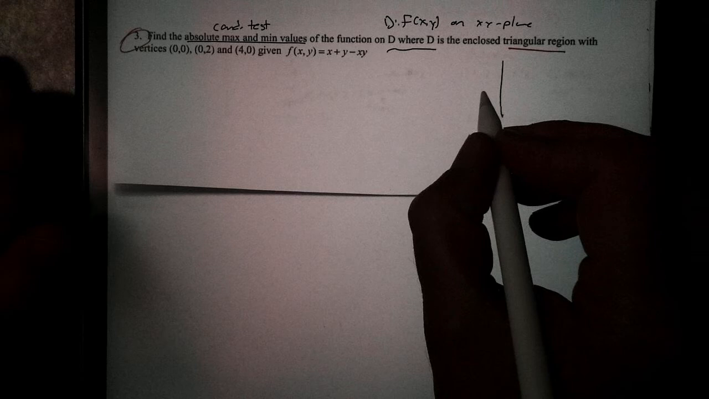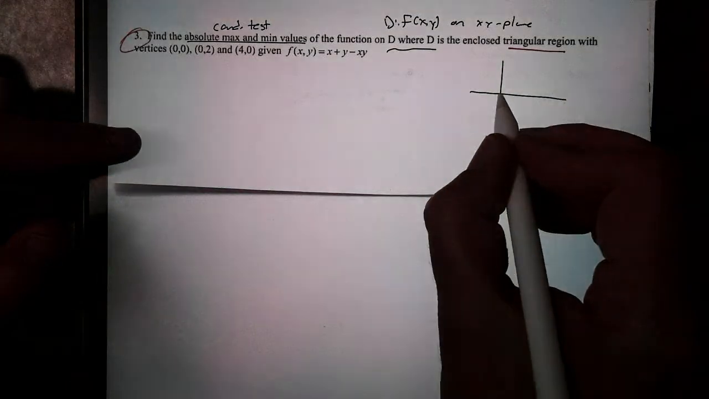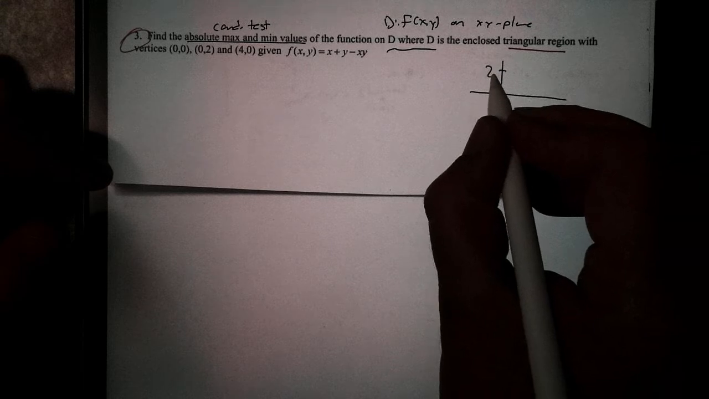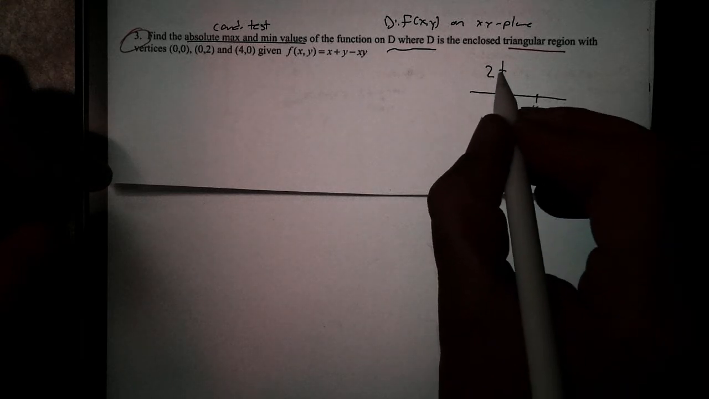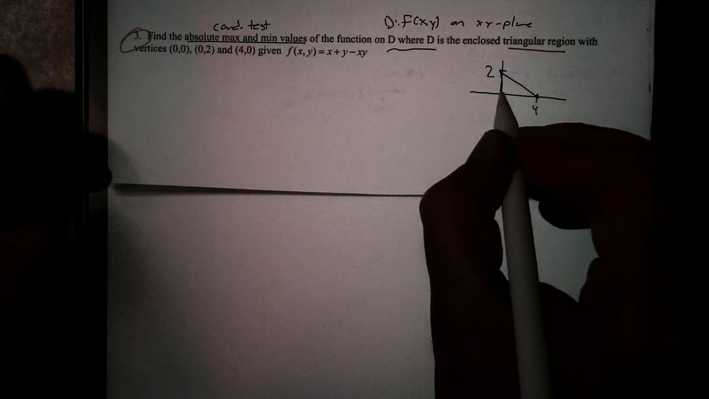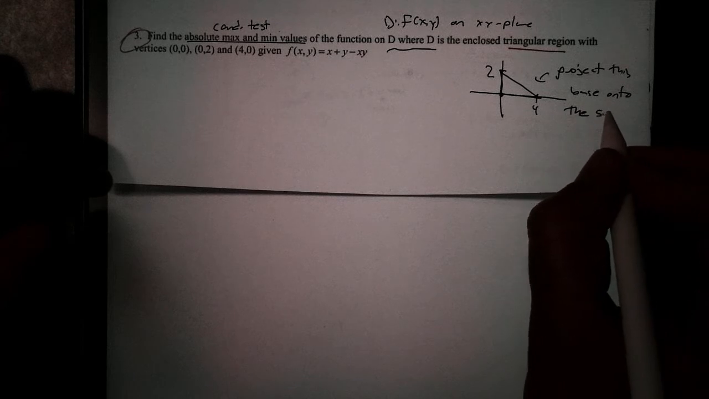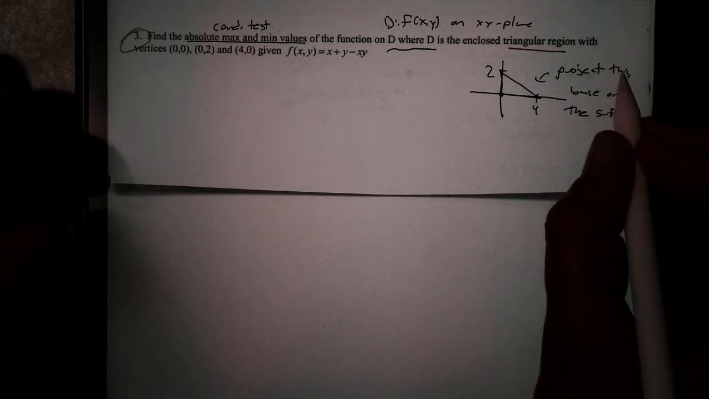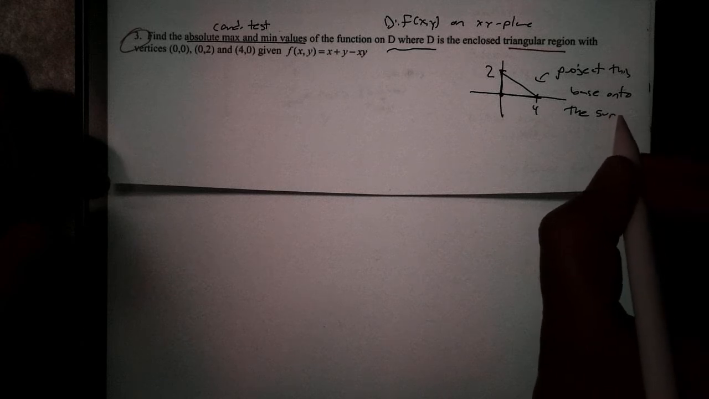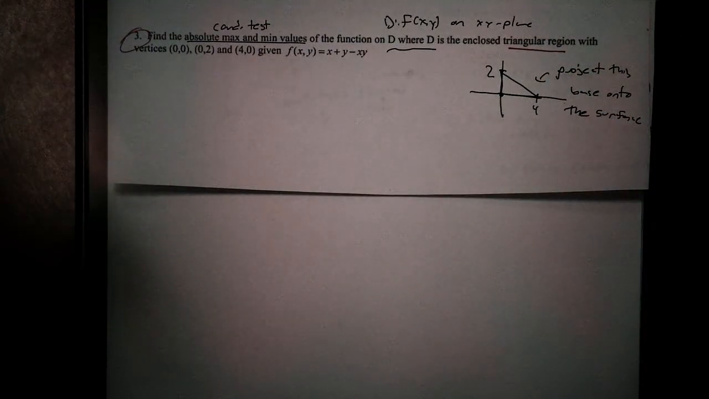So I can draw that triangle. We're looking at the first quadrant. So we're at (0, 0), (0, 2), and (4, 0), and we're looking at this triangular base. And remember, we are going to project this triangular base onto the surface. What we're looking for, in that projection, is where is the absolute minimum, where is the absolute maximum. Now, we've been talking about this for about a day or so.